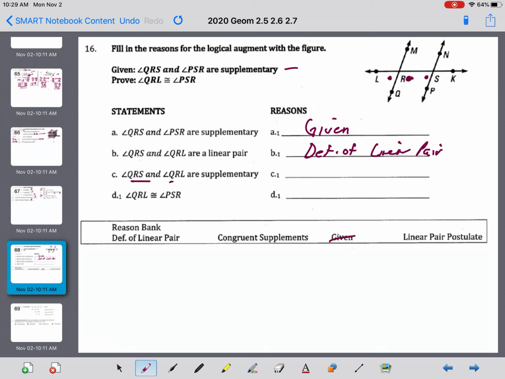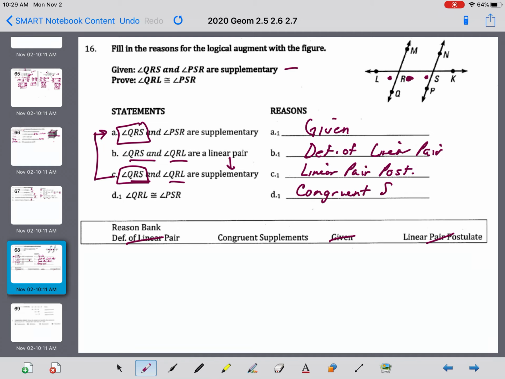Now, then we go same 2 angles in C, and we go from the word linear pair to the word supplementary. That's not definition of linear pair. Definition of linear pair says how we can draw them, but that's the linear pair postulate. Linear pairs are supplementary. And then we finish it with letter D here, congruent supplements. So this is the link, C to A. QRS is the link. We had this one called congruent supplements. That said if 2 angles are supplements to the same angle, then they're congruent to each other.